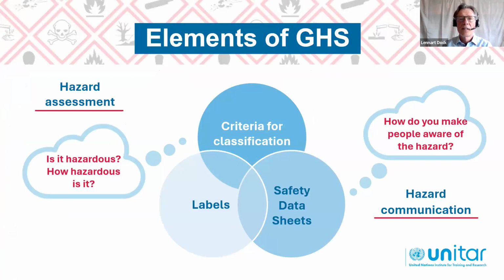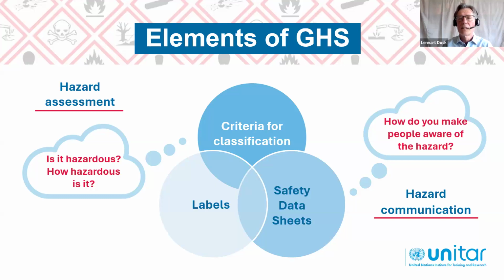And then the other part of the GHS is on hazard communication. How do we make people aware of the hazard? And there are two ways of doing that. You can either put labels directly on the pesticide or chemical container, and you can also provide users with safety data sheets, which are, of course, more comprehensive, where you can find more information.